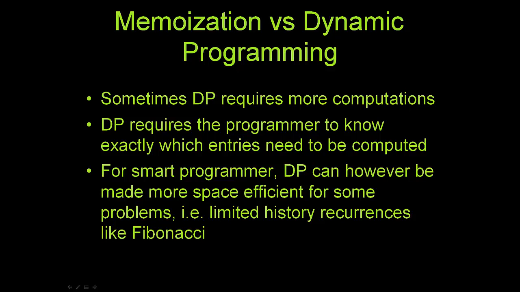But if you are clever about how you're doing it, DP can be made more efficient because you know exactly which things you need. Once you're done with them, you can throw them away and reduce memory. Whereas in memoization, you're just doing it dynamically, so you don't know what memory you actually need beforehand. And basically, like Fibonacci, you can use DP to make it faster.